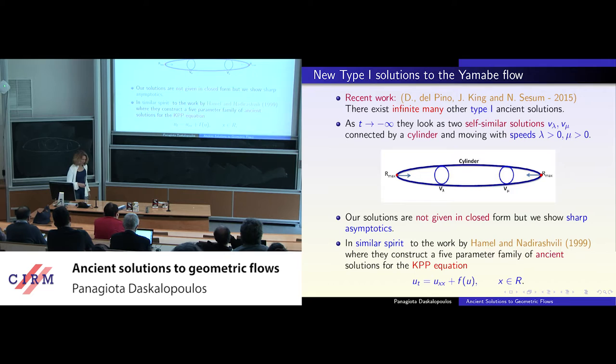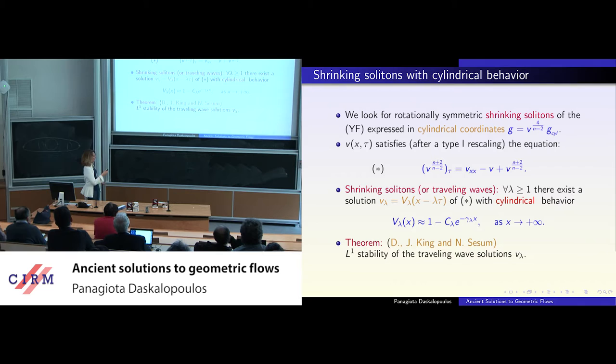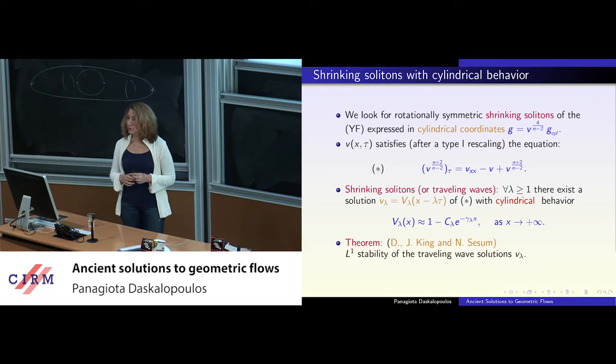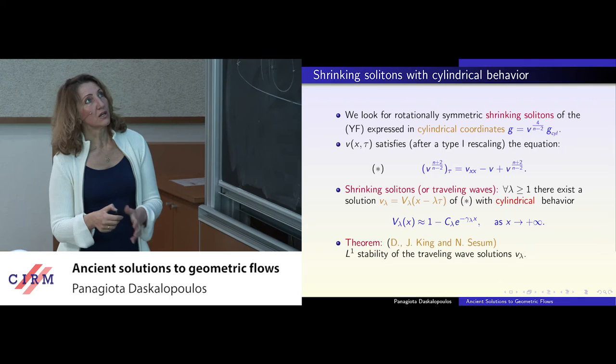So again, we have this fast diffusion equation, and you can work in many coordinates. You're assuming rotational symmetry, because all these examples are rotationally symmetric, and you can choose to work on the plane, on the sphere, or on the cylinder. So we choose to work on the cylinder. Why? Because, of course, as t approaches minus infinity, you see the cylinder. So then you end up on the cylinder with this equation.